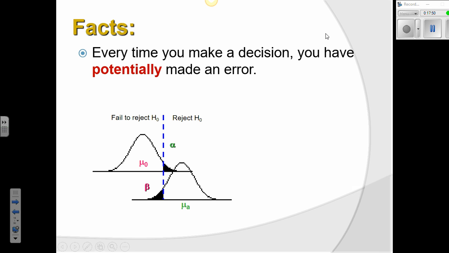I'm just going with what the majority said. I don't know if it's accurate. But assuming that you guys were right and you quote unquote failed to reject H0, what type of error could you make? Type 2. You could have made a type 2 error. Okay.